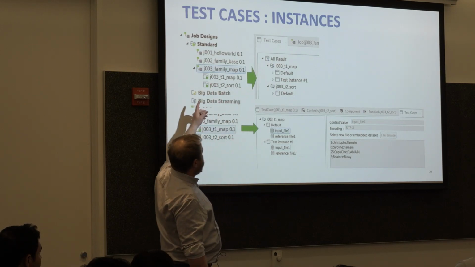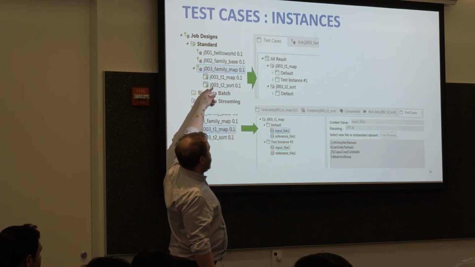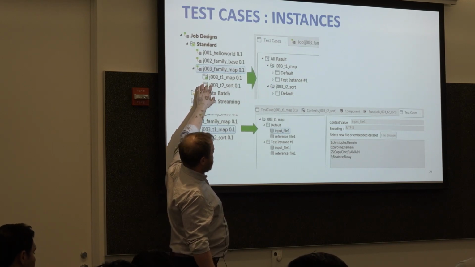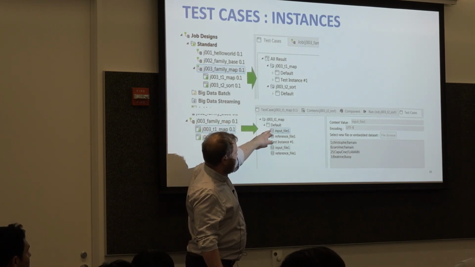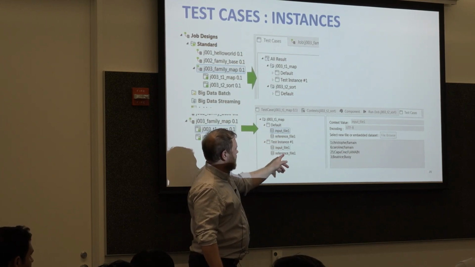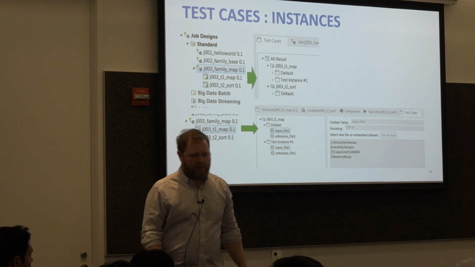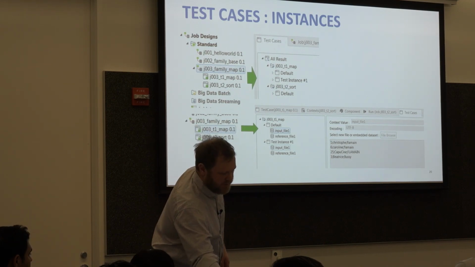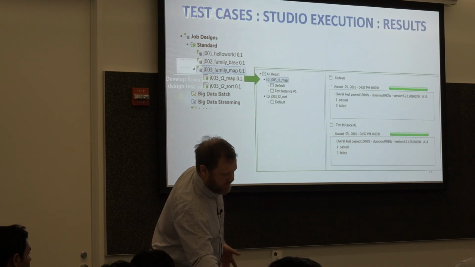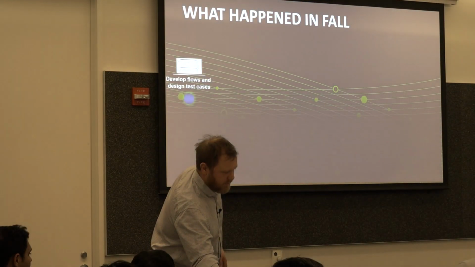And then, sorry, I misspoke earlier. It's the test case. Yeah, these are the two different test cases. And then you have two different instances. And each instance is going to have a different input and a different expected output. And that's what you're going to use to generate that JUnit report. So that's how it is.